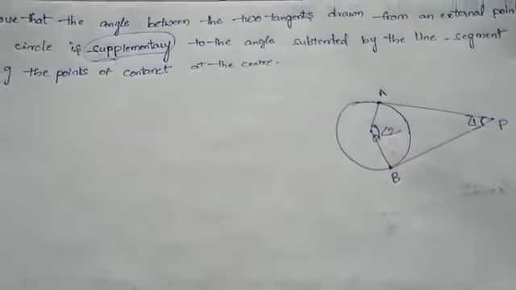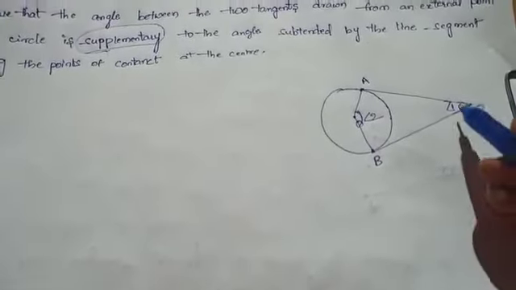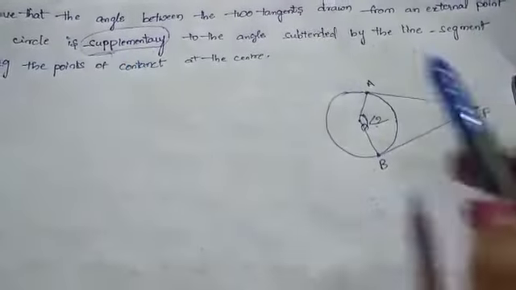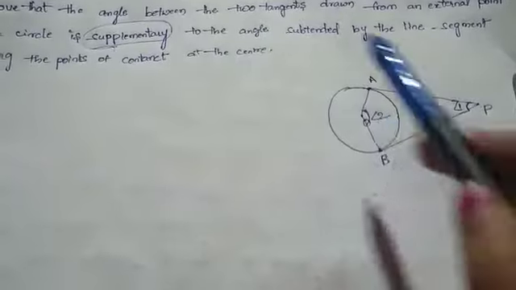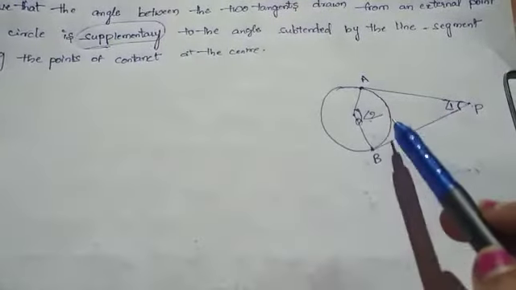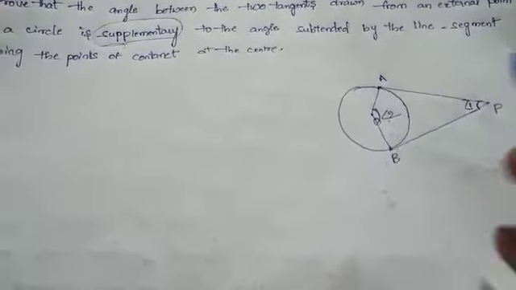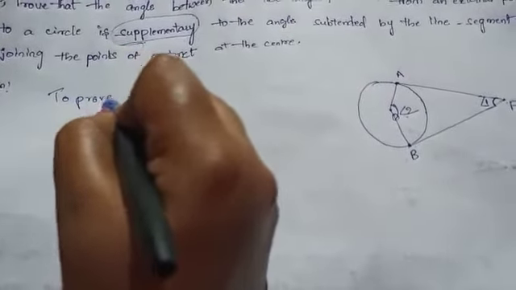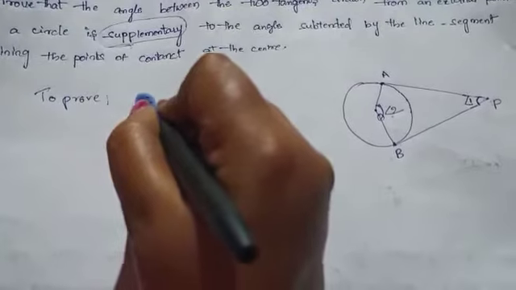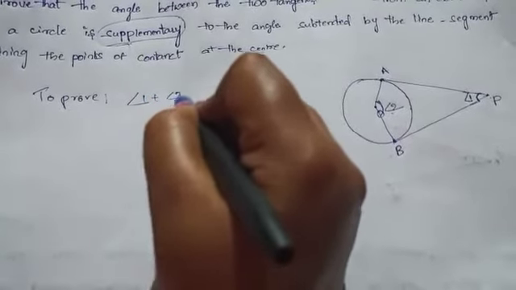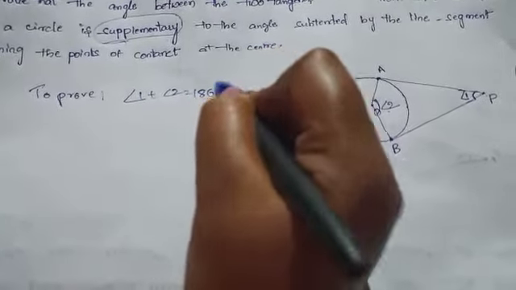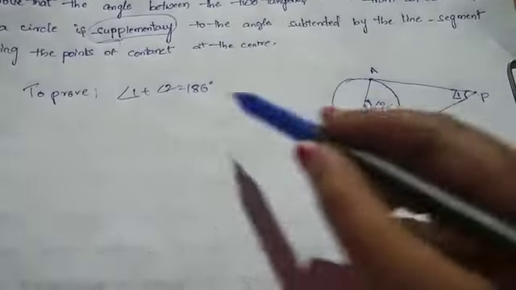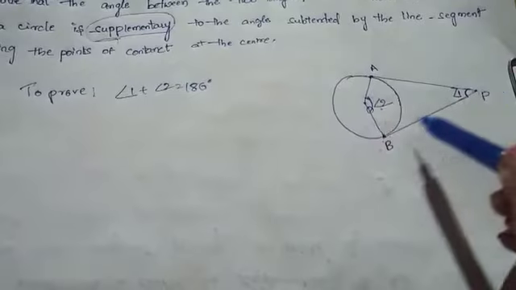Here we need to prove angle 1 plus angle 2 equals 180 degrees. Angle 1 and angle 2 are supplementary angles. Supplementary means the sum of two angles equals 180 degrees. To prove angle 1 plus angle 2 equals 180 degrees: angle 1 is angle AOB, angle 2 is angle APB.